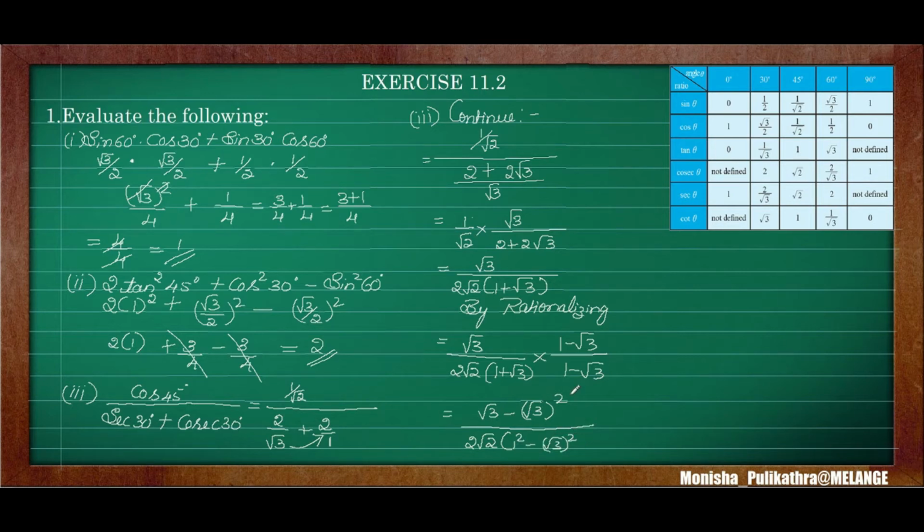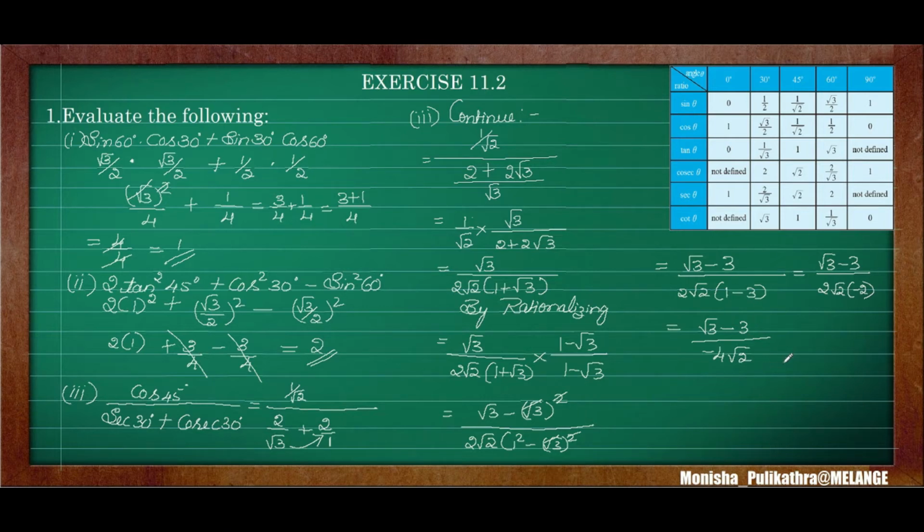Okay. So here this will get cancelled. A square minus b square, this also gets cancelled. Okay. So the remaining will be root 3 minus 3 whole divided by 2 root 2, write as it is, 1 minus 3. So it will be root 3 minus 3 divided by 2 root 2. So 1 minus 3 is minus 2. Okay. So root 3 minus 3 divided by, 2 2s are 4, so minus 4 root 2.